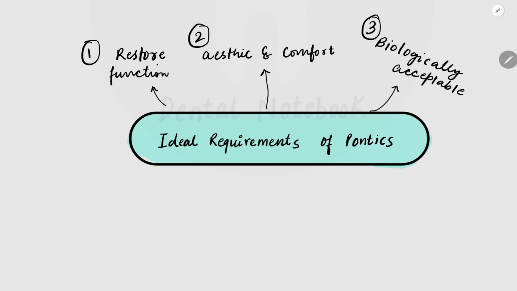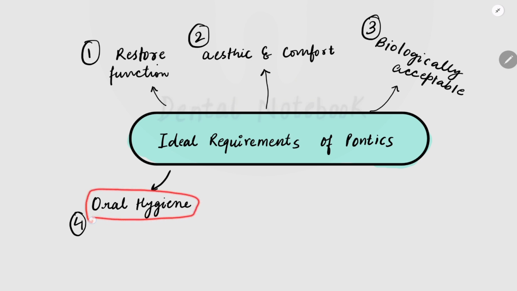The fourth requirement is effective oral hygiene. The Pontic should provide effective oral hygiene by not trapping any kind of food particles in between, and proper cleaning while brushing should be possible. It should not provide any room for bacteria to grow. By this it will maintain proper oral hygiene.